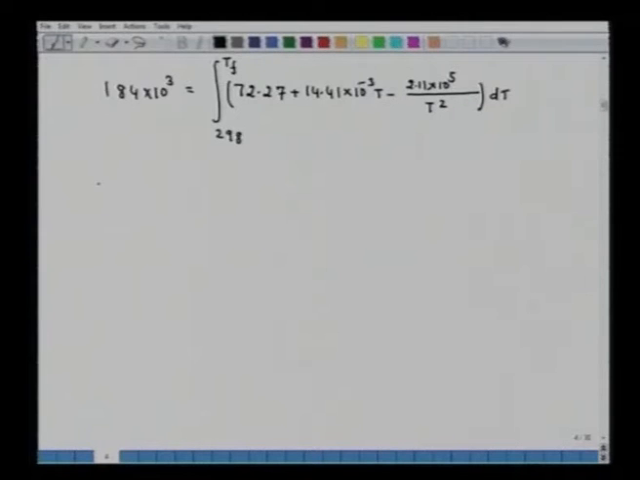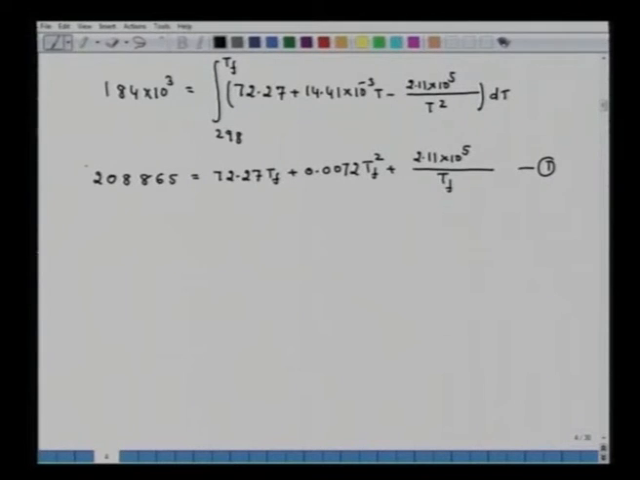Straight away I will write down the calculated result, that is 208,865 is equal to 72.27 Tf plus 0.0072 Tf square plus 2.11 into 10 to the power 5 upon Tf. So, this is our equation which should be solved for Tf.